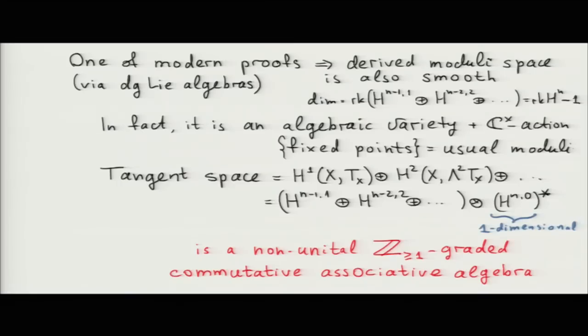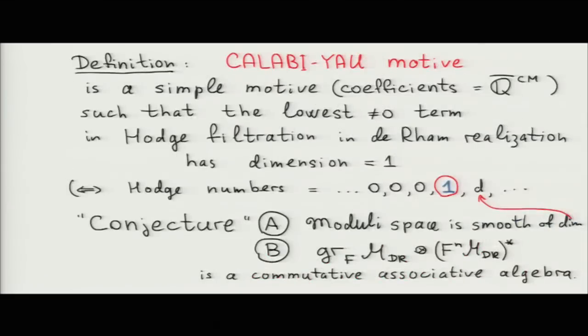From the first description, the cohomology of polyvector fields, you see it's a commutative associative algebra. You can just take the exterior product. It's non-unital because I removed the unit. So we get a commutative associative algebra, like the positive cohomology of, let's say, a Grassmannian. So we see that there is this natural structure.